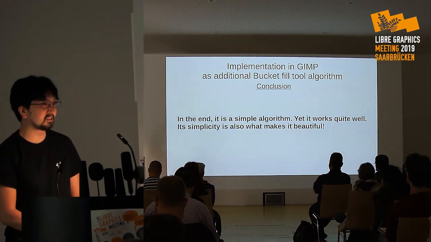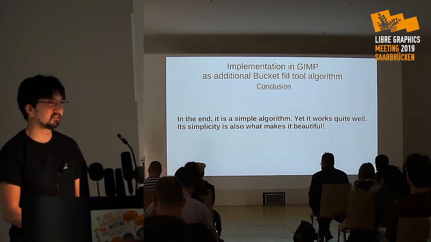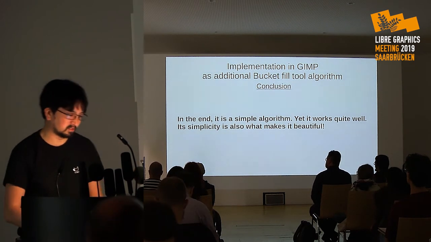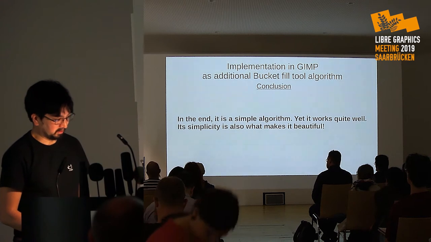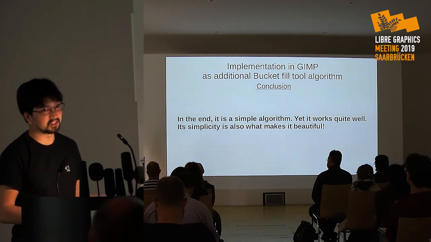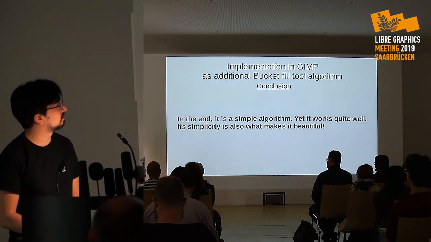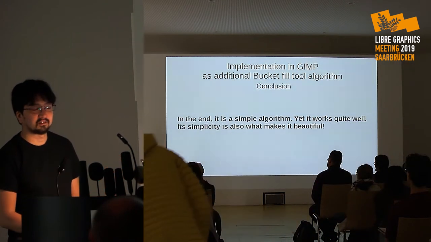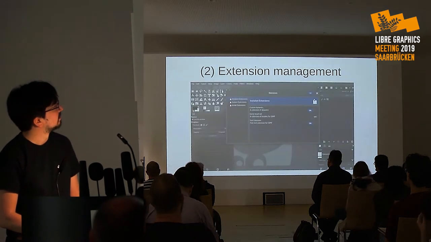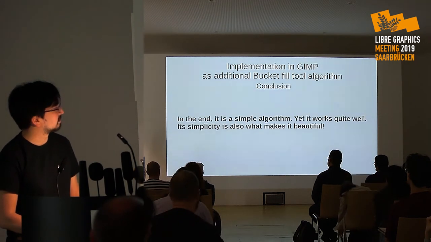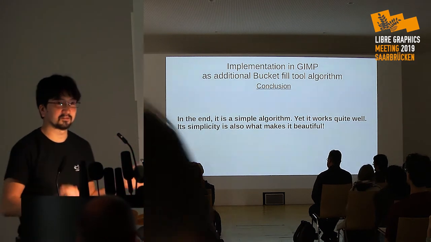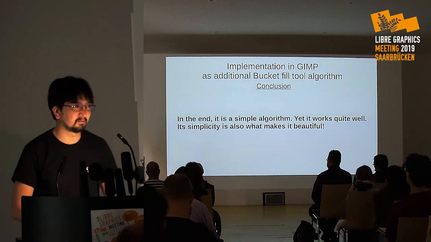So it's actually a simple algorithm. It's not neural networks or anything like that, but it works well, and it's quite fast compared to a lot of smart colorization algorithms. I think it's very nice. That's it for this first feature, which is in GIMP now, so you can even try it. It should be in the last stable GIMP release.